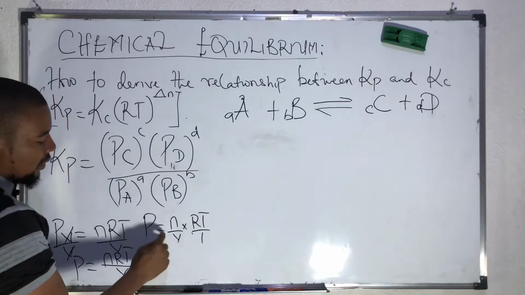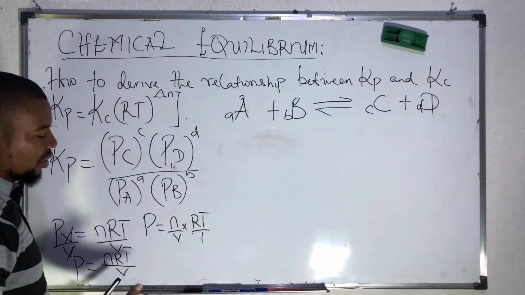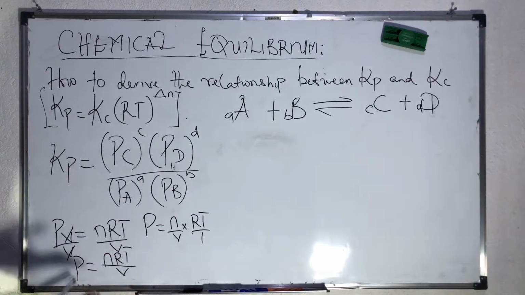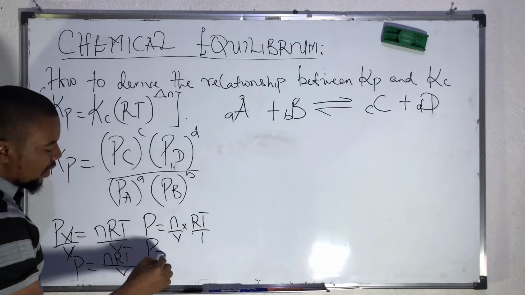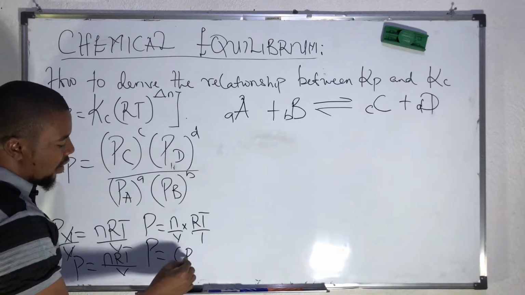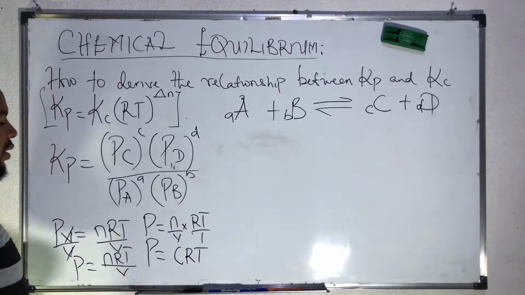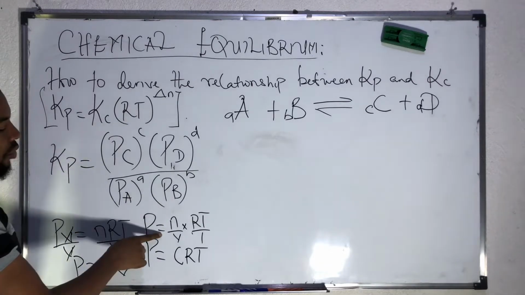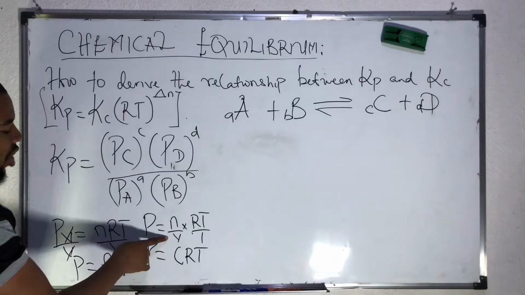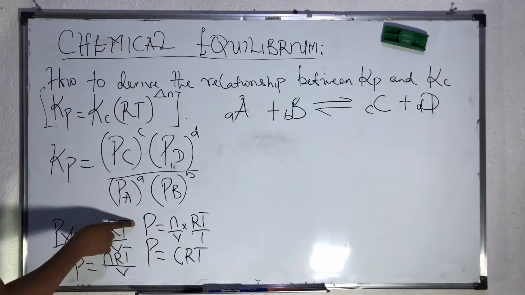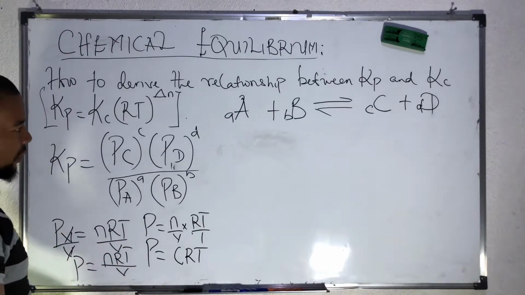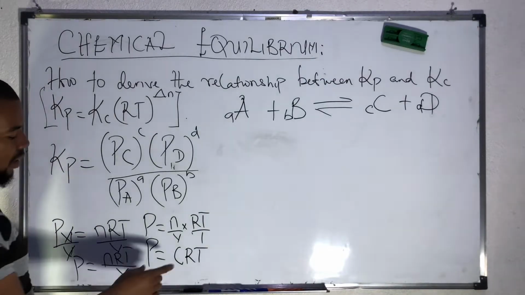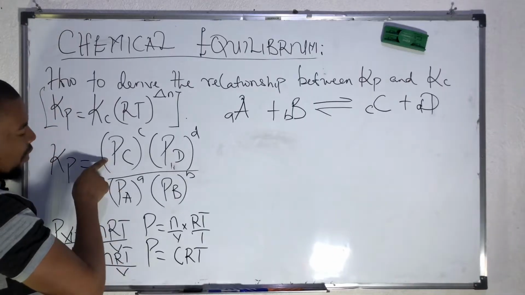Now we're going to replace the N over V with concentration because N over V is simply molarity or concentration. Hence, we shall have P is equal to CRT. This is it. Remember, I told you when we were starting the lesson that you need to know how to use the ideal gas equation because it's going to help you to solve for pressure or to derive an expression for pressure.